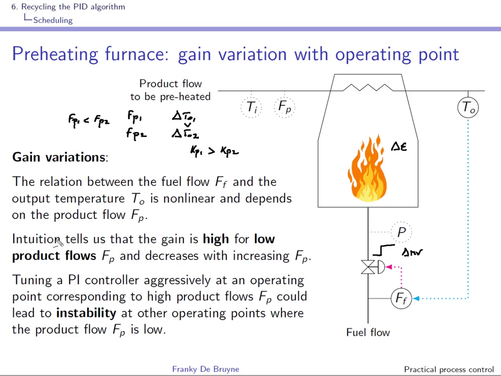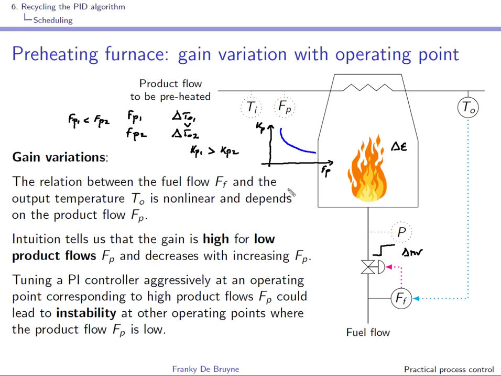So intuition tells us that the gain is high for low product flows and that it is decreasing with increasing product flow. So we'll have something that looks like this, right? So we'll have here product flow. Here we have KP, and we'll have a relation that looks like this, right?